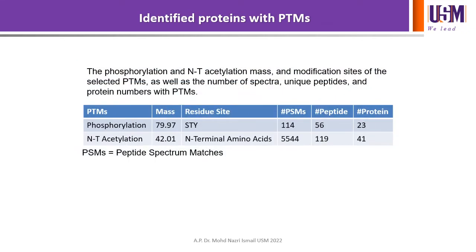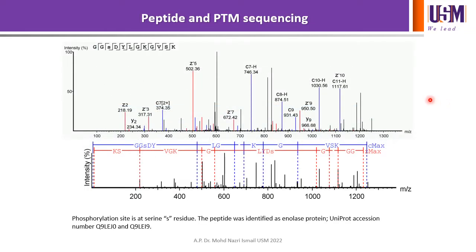Moving on to the PTM results, phosphorylation and acetylation are the two main PTMs that we have studied and focused on in this project. Phosphorylations are commonly found on S, T, and Y, and the acetylation is found on the N-terminal amino acids. These are the number of proteins in these samples that were identified to contain these two PTMs. This is an example of the peptide and PTM sequencing that has been done on our LC-MS data using the PEAKS Studio software. In this peptide, you can see the sequence of the peptide, and the small letter s, which is serine, is the modified serine. And in this case, it contains phosphorylation on that amino acid.